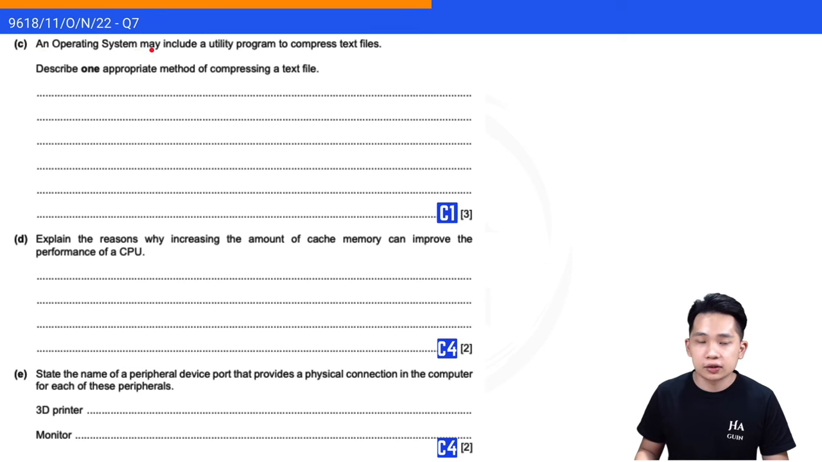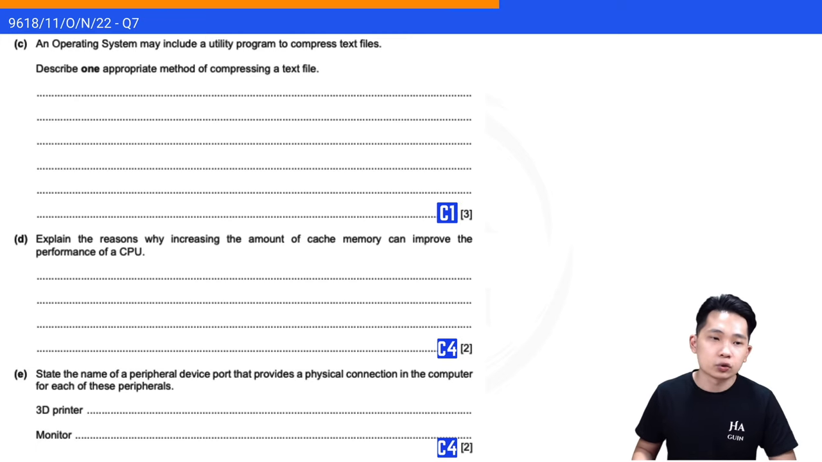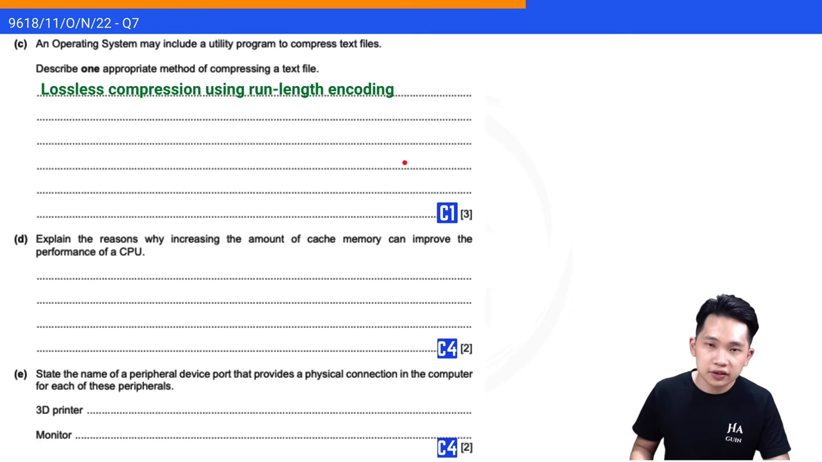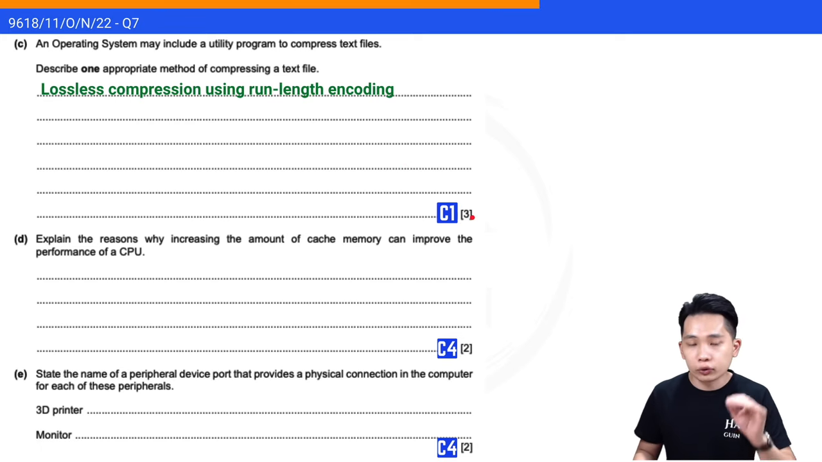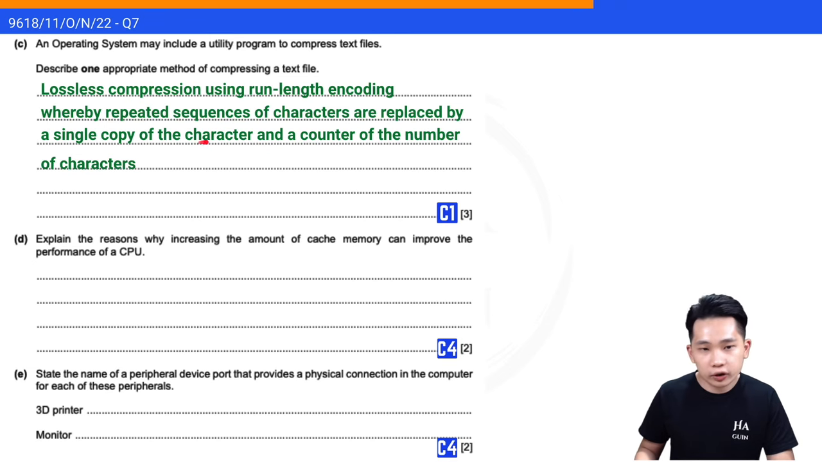An operating system may include a utility program to compress text files. Describe one appropriate method of compressing a text file. So this is actually related to chapter 1. And the answer will be lossless compression using run length encoding. And since this is a 3 marks question, we have to fully describe what run length encoding is. Next, whereby repeated sequence of characters are replaced by a single copy of the character and a counter of the number of characters. So this is run length encoding.